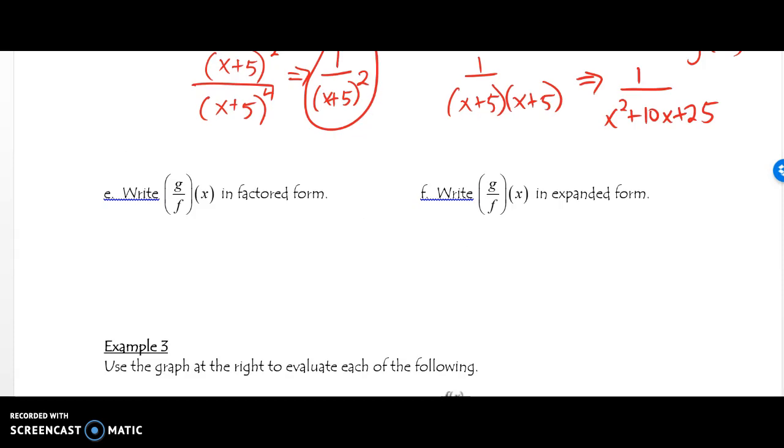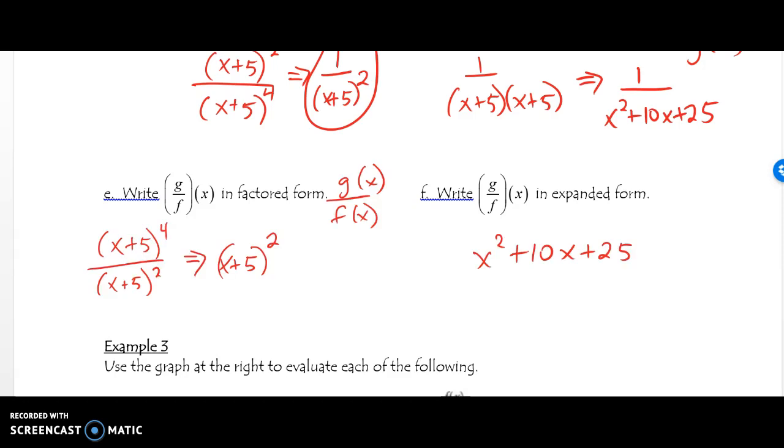Alright, I want you guys to pause and do E and F and then check your work. Okay, here are the answers for E and F. Function G divided by function F. Again, still the same bases. So we subtract the exponents. We have more on top, so we end up with the quantity x plus 5 squared. That's factored form. Expanded form would be the quantity x squared plus 10x plus 25.